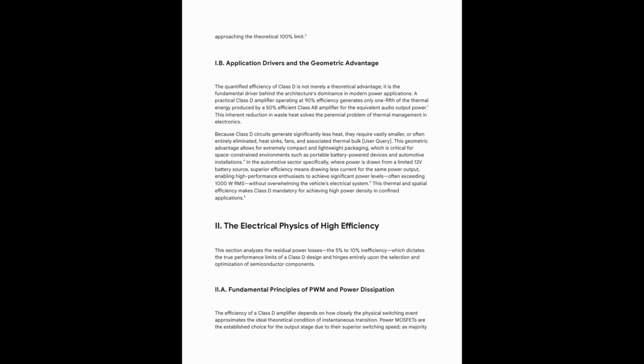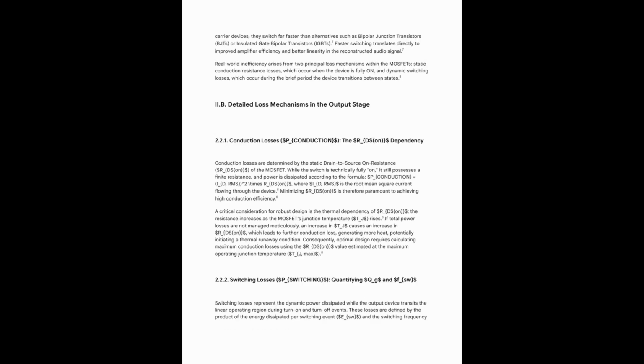But Class D, it's different. It acts like a switch. Think digital. It's either fully on or fully off, usually using MOSFETs to do the switching. So you're cutting out that middle ground where all the energy gets wasted. Exactly. You eliminate that time spent in the inefficient zone. And the numbers, well, they speak for themselves. You jump from maybe 50, 60% efficiency to over 90% with Class D?